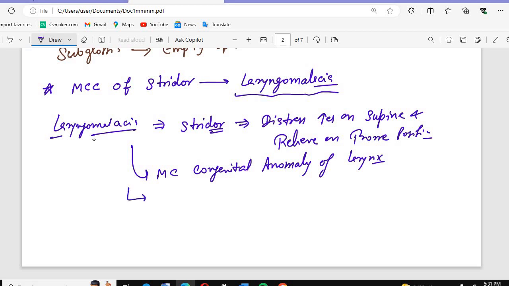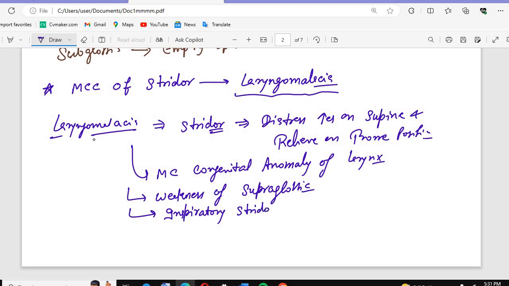There will be weakness of the supraglottis. So tell me, if there is a supraglottic problem, which stridor will be there? Yes, you are right. There will be inspiratory stridor. The inspiratory stridor will be seen in these patients. And also remember, this stridor will increase on crying and sucking of milk.